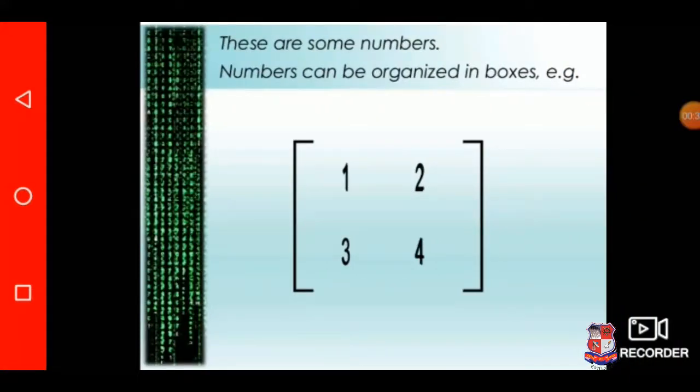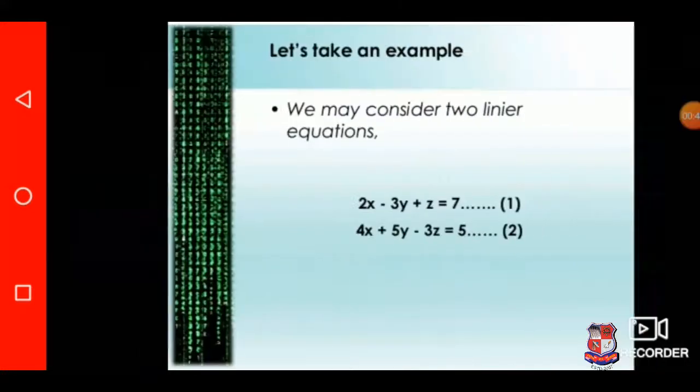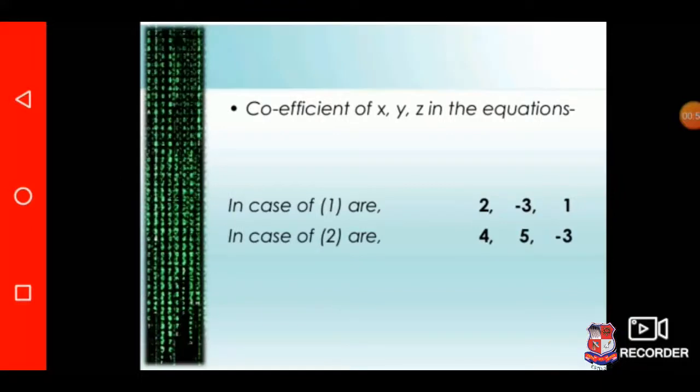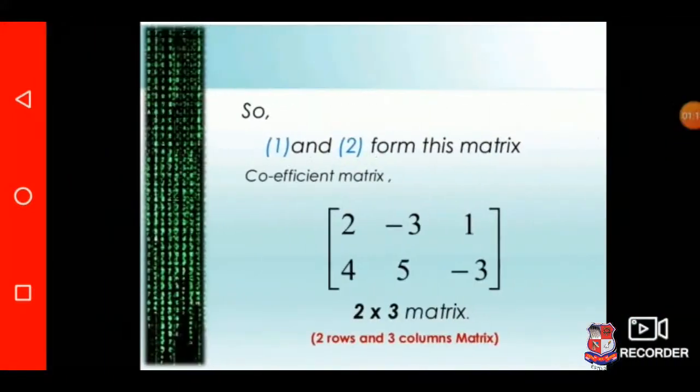So here is a visual representation of matrix, how the columns and rows are organized in this 2 by 2 simple matrix. So let's take an example. Here are these two linear equations, and we have to construct the matrix out of that. So here are the coefficients, that is x, y, and z. In case of equation 1, there are 3 numbers, and in equation 2, there are again 3 numbers. So equation 1 and equation 2 form this matrix.